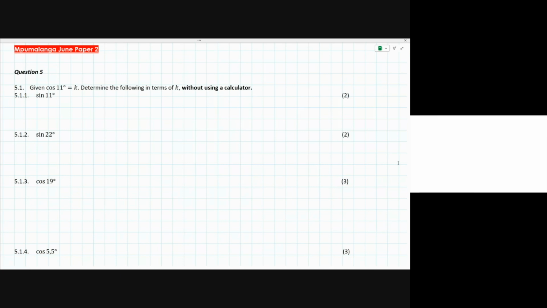Determine the following in terms of k without using a calculator. Now, grade 12s, this is without using a calculator, fine, great. But whenever I'm given a question where I have an acute angle equal to a variable, or even something like a Cartesian plane situation, where they tell me this is the ratio for sine and we're between 180 and 270 or whatever, draw a diagram for yourself.